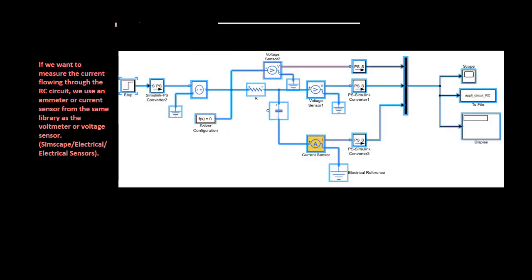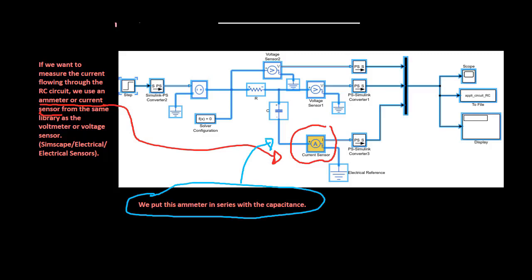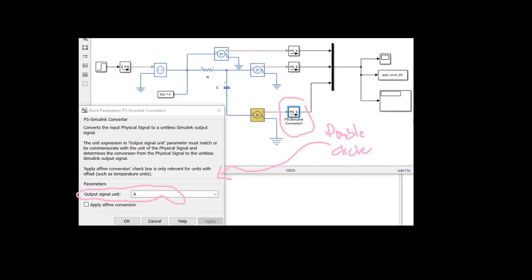If we want to measure the current flowing through the RC circuit, we use an ammeter or current sensor from the same library as the voltmeter or voltage sensor. We put this ammeter in series with the capacitance. By double-clicking on the PS to S converter, we can choose the unit of the quantity to be measured, here A for ampere, or put 1 to avoid any error in the choice of unit.